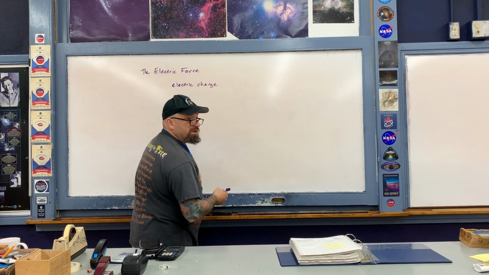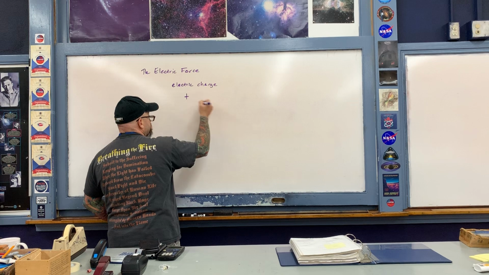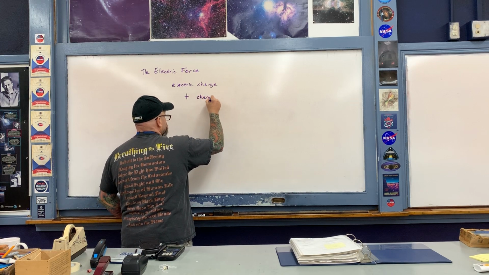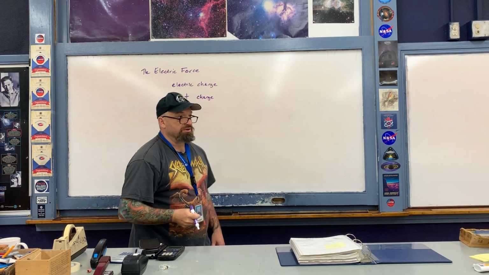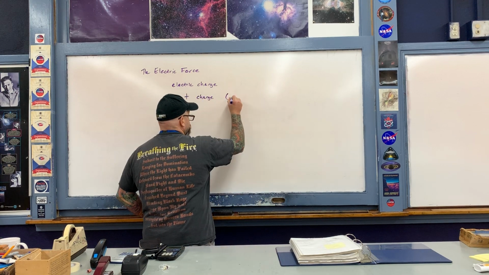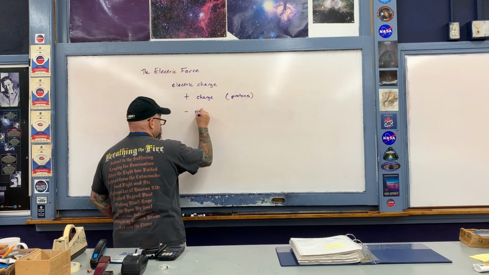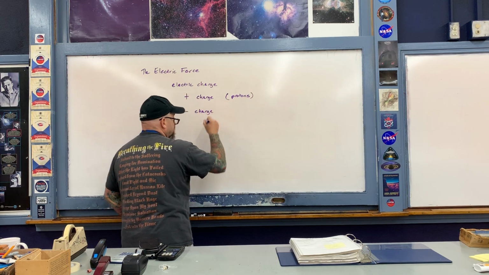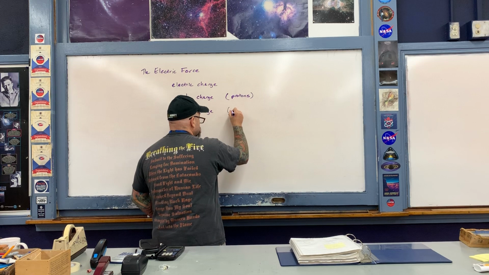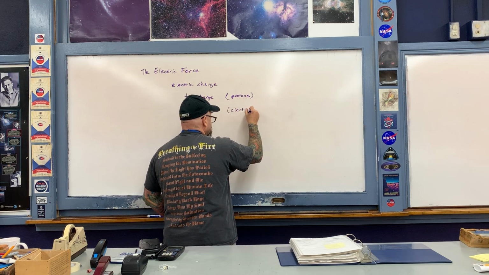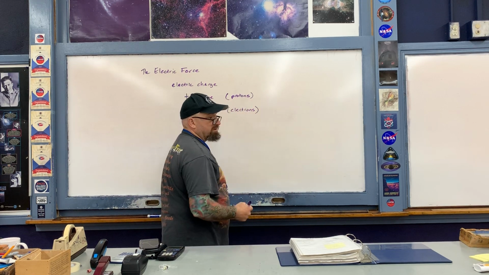Okay, first of all, there are two types of charges. There's first of all positive charge. Positive charge is associated with protons, which in part make up atomic nuclei. There is negative charge. Negative charge is associated with electrons, which are also some of the basic constituents of matter, the basic constituents of atoms.